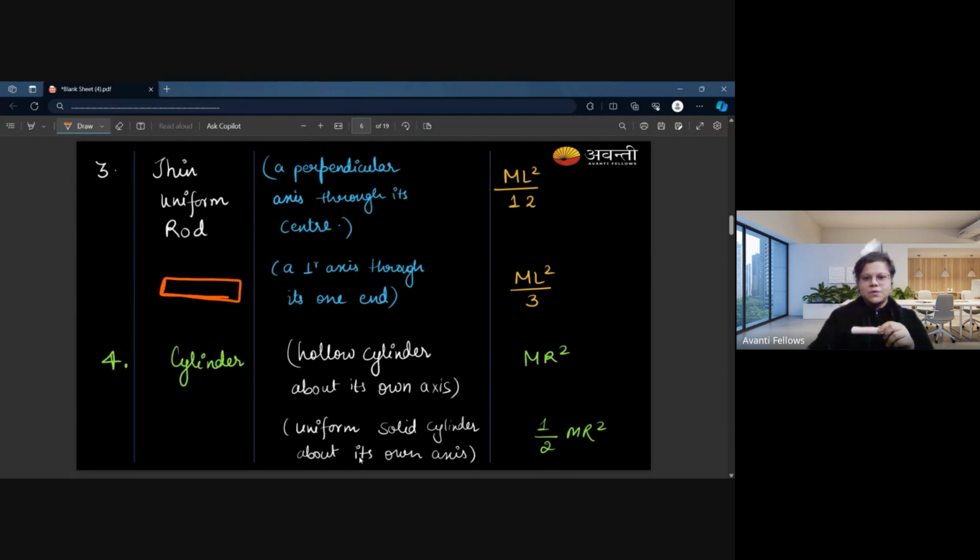Now there are two positions. One, a perpendicular axis through its center, which means the axis passing through its center, and the other one, the axis passing through one end. Tell me one thing. If the axis is passing through the center, then a lot of mass is near to this axis, right? So inertia is supposed to be lesser, and that's what you are observing here as ML square by 12. When it comes to one end of this rod, the entire mass is in front of this axis. Or you could say this mass is very, very far away from this axis of rotation. That's why you are observing an increment in the inertia. Is that okay?